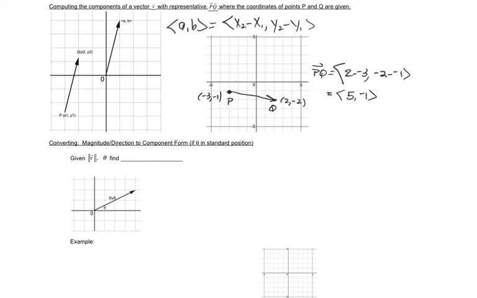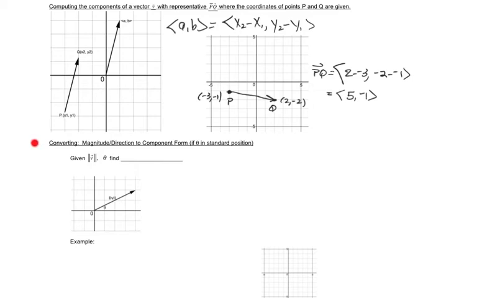Okay? In some problems, they will give you these 2 points and ask you to find the components. Sometimes you'll be given 1 point and the components, and you go back and find the other point, but it's all related by that equation.